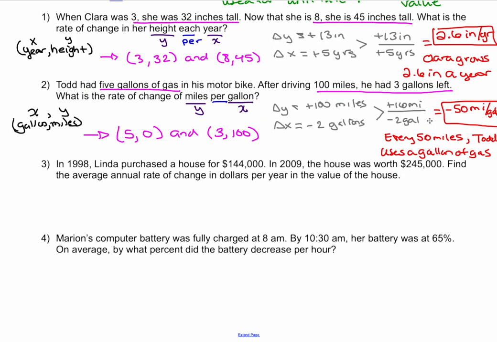Example 3. In 1998, Linda purchased a house for $144,000. In 2009, the house was worth $245,000. Find the average annual rate of change in dollars per year in the value of the house. So annual, that's every year. So we want the unit rate of 1 year. So we have dollars per year. So we have our Y per X.